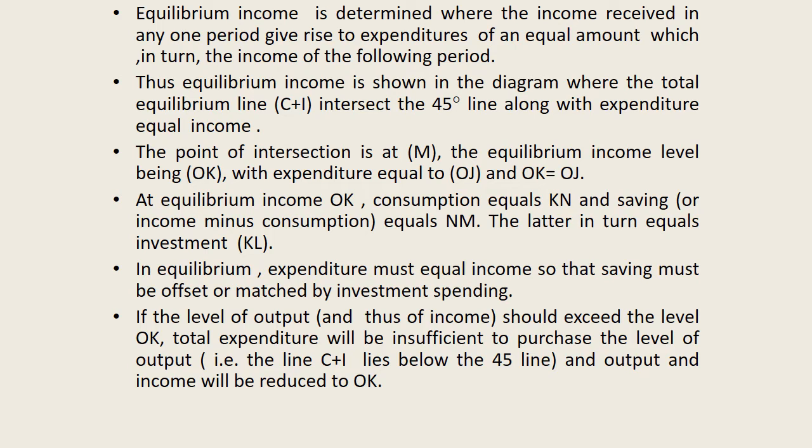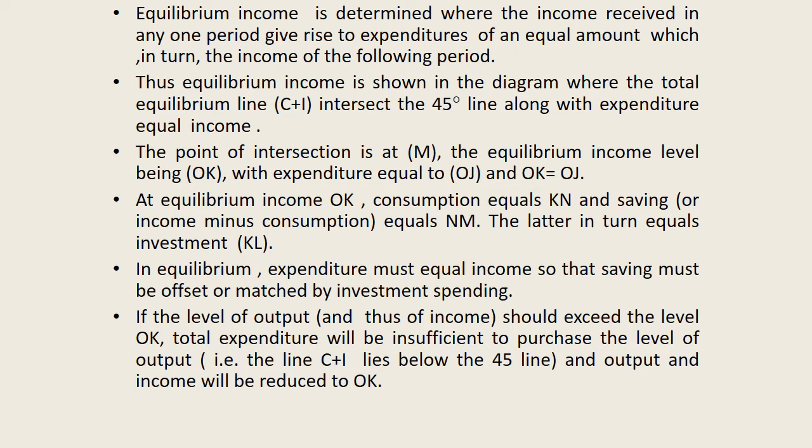Equilibrium income is determined where the income received in any one period gives rise to expenditure of an equal amount, which in turn becomes the income of the following period. Thus, equilibrium income is shown in the diagram where the total expenditure line C plus I intersects the 45 line, along with expenditure equal to income. The point of intersection is the equilibrium point M, at which the equilibrium income level is OK, with expenditure equal to OG, and OK equals OG.